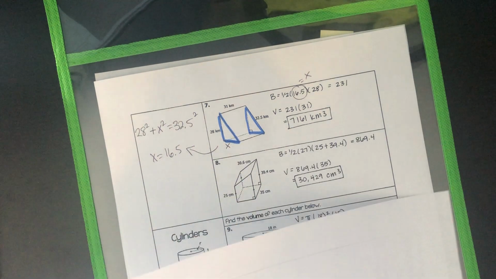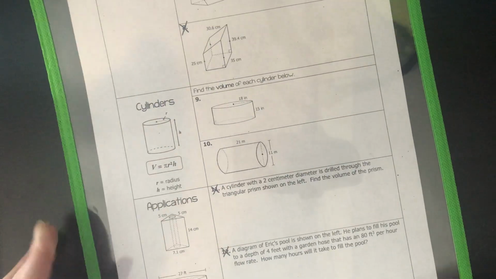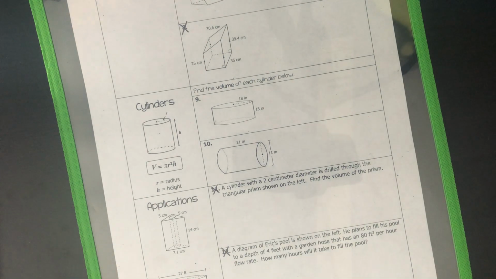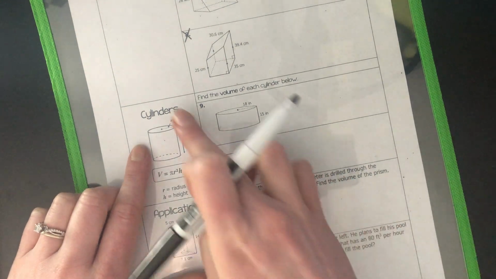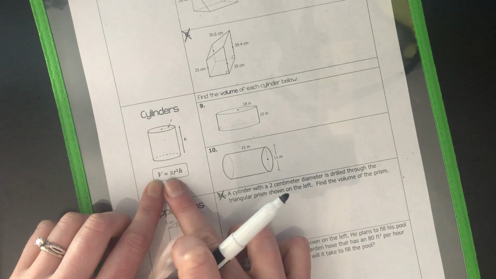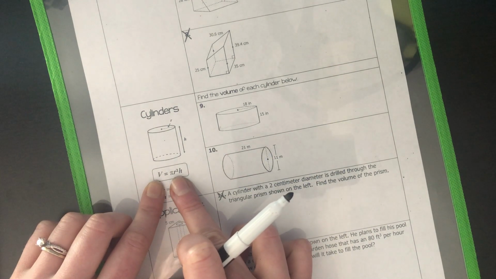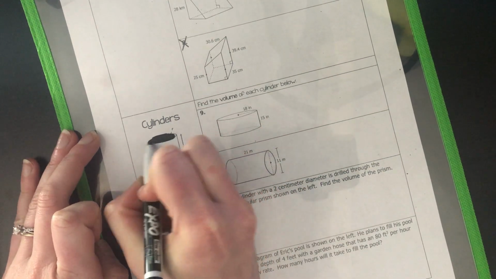Okay, now let us continue on. Take a deep breath and let's do something that isn't too mind-boggling. I know the capital B can throw you off, I understand. Now, next one is cylinders. Cylinders, the volume is pi r squared. That's the area of a circle.